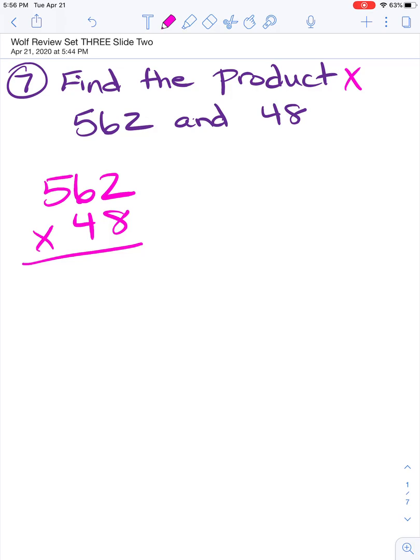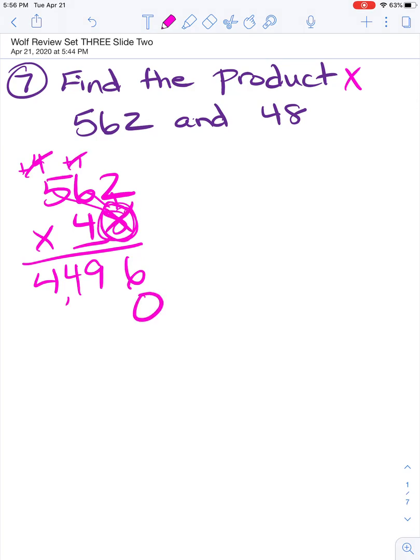All right, so we take our ones times our ones, and our ones times our tens, and our ones times our hundreds. So our ones times our ones is 16. Then our ones times our tens, 6 times 8 is 48, plus 1 is 49. Now our ones times our hundreds. 8 times 5, 40, plus 4 is 44. Remember to use your count bys if you're not sure.